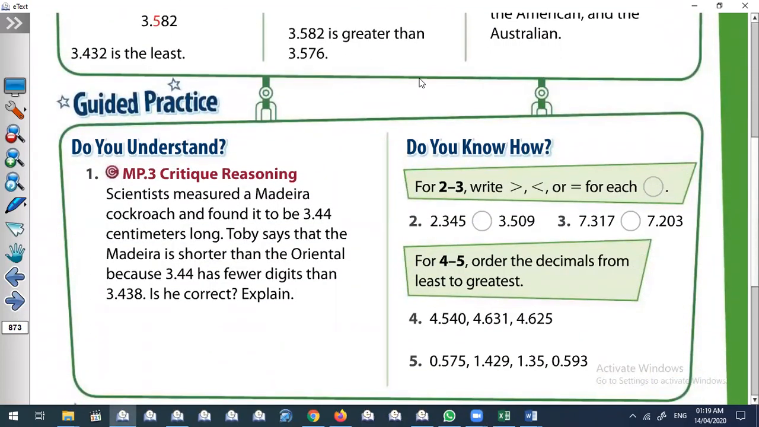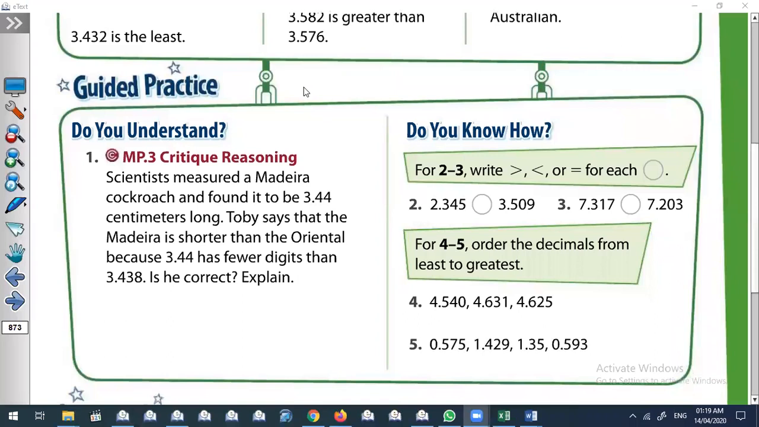Write greater, smaller, or equal for each circle. Here, 2.345 and 3.509. Step number 1, you have to make a scale. What's the meaning of scale? Scale, you have to check the decimal digits. How many digits in the decimal here? 1, 2, 3. And the other number, how many digits in the decimal? Also 1, 2, 3. So the scale is correct.